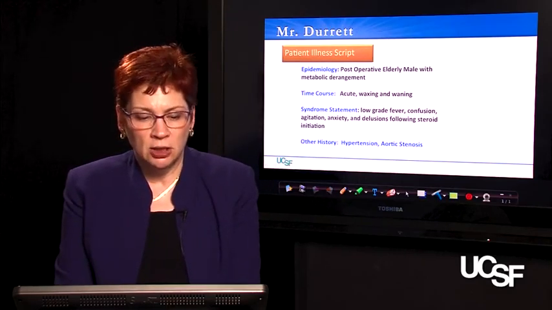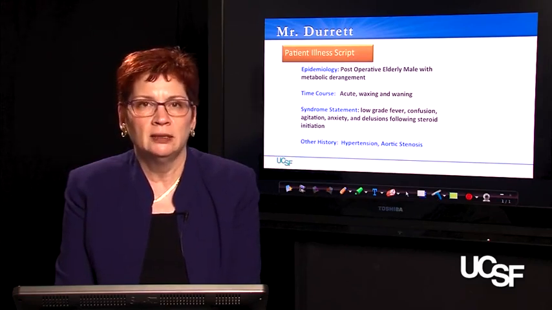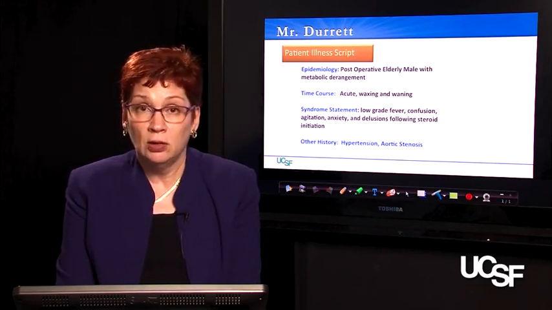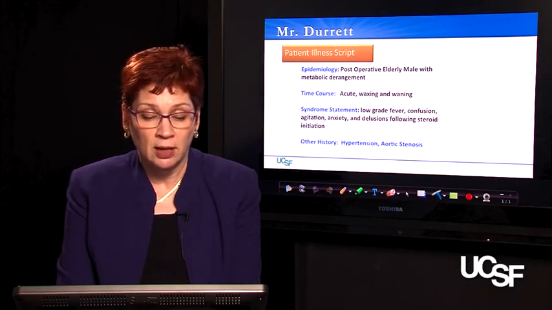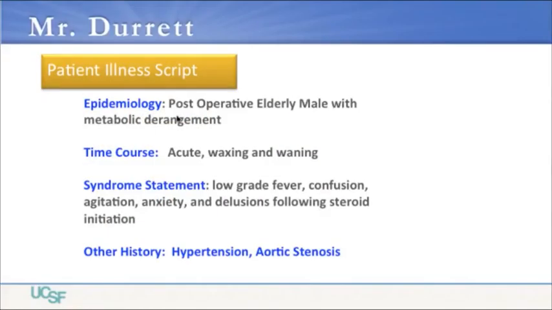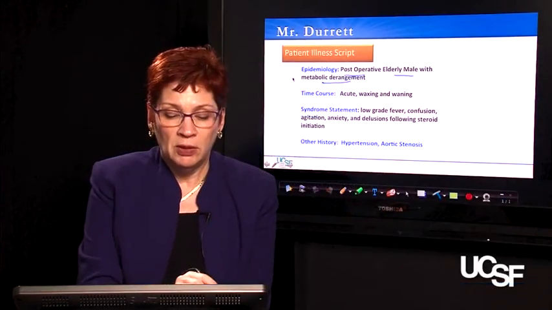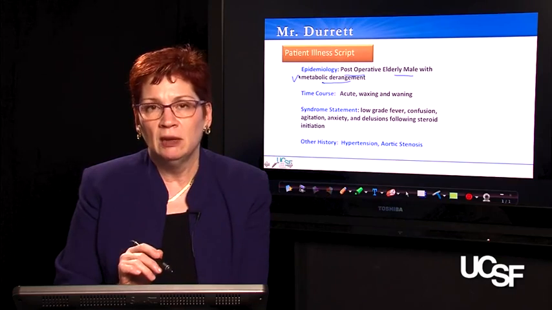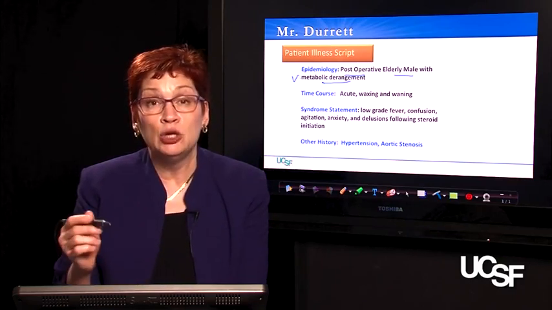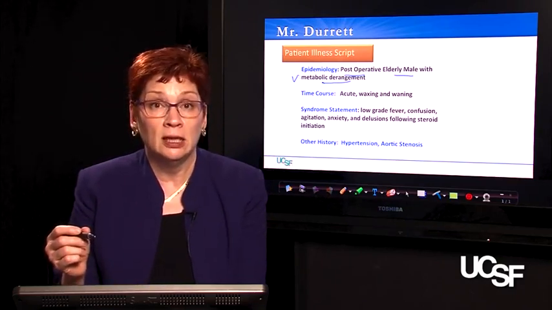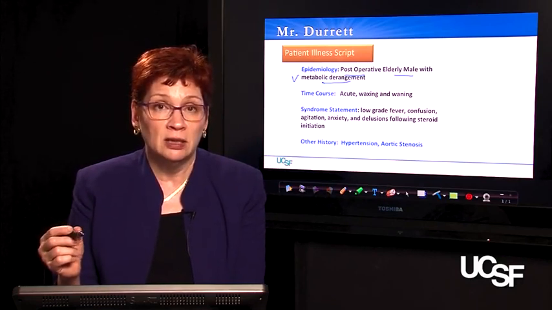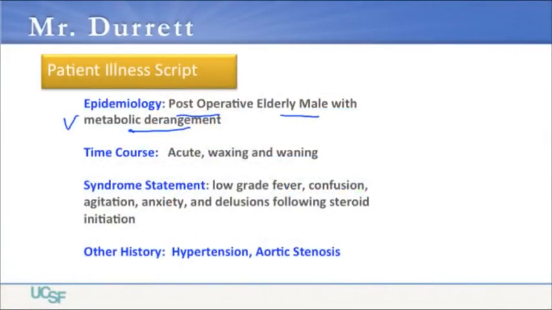So here's Mr. Durrett's illness script for this particular component of his hospitalization, and we know he's had several issues along the way. Epidemiology: this is a post-operative elderly male with a metabolic derangement. Interestingly, we put metabolic derangement in epidemiology because we think it might be linked, and it's a new problem. It's new to the scenario here. He didn't have problems with diabetes on previous visits. The time course of his current presentation is acute. He was fine yesterday, and it's been waxing and waning.